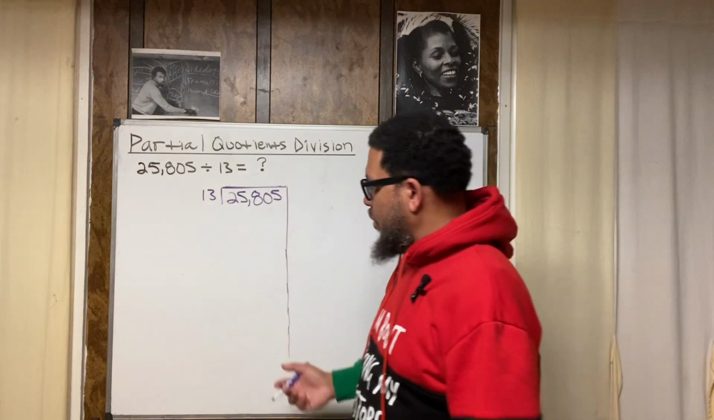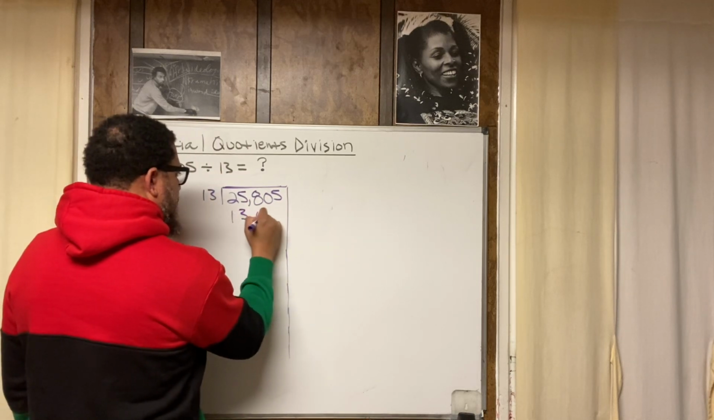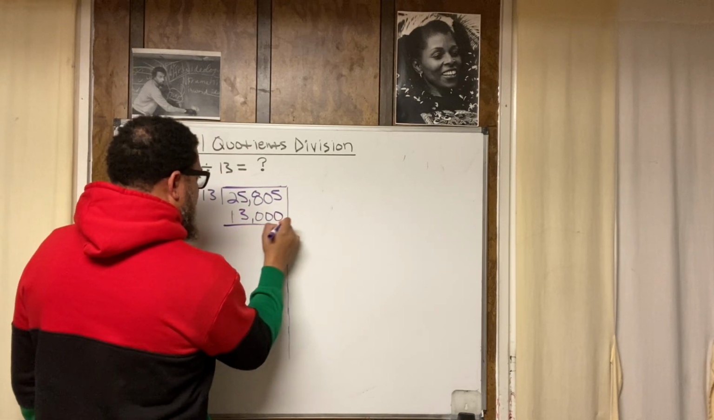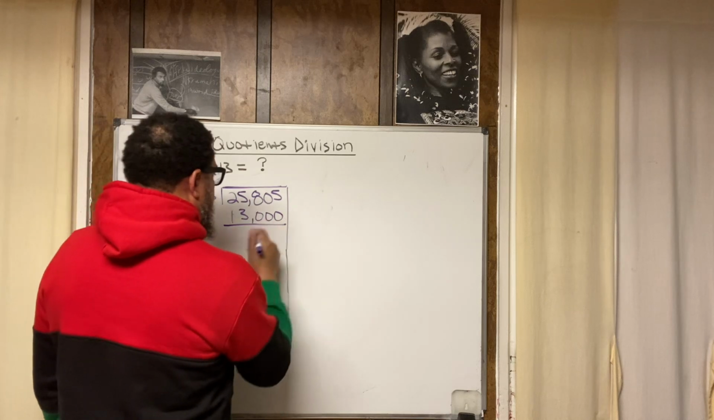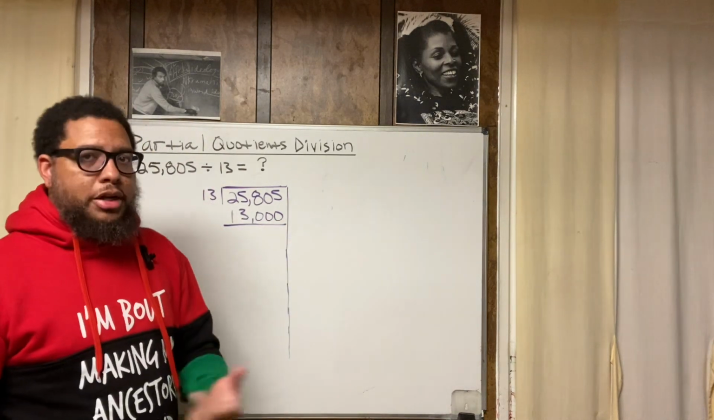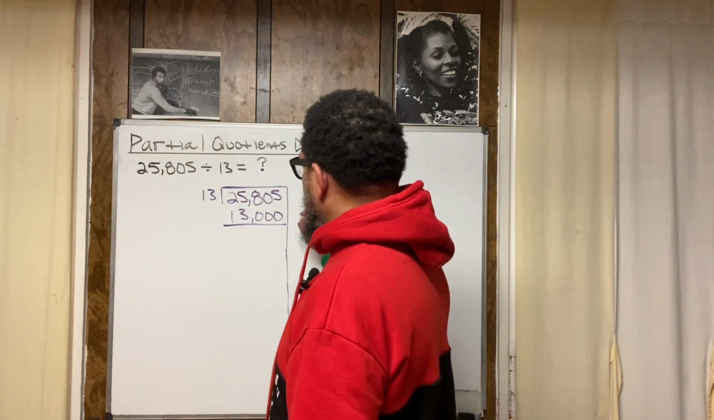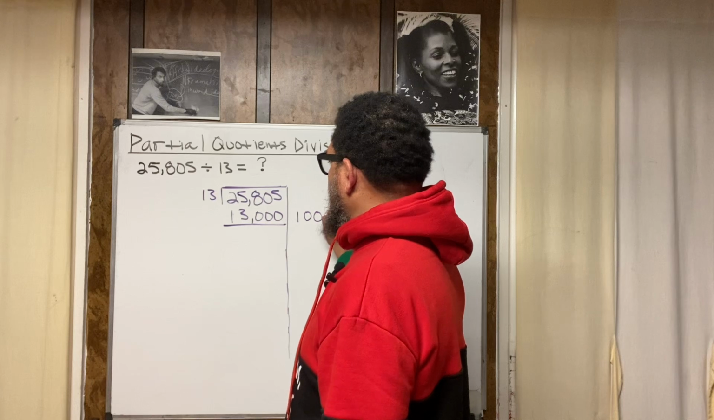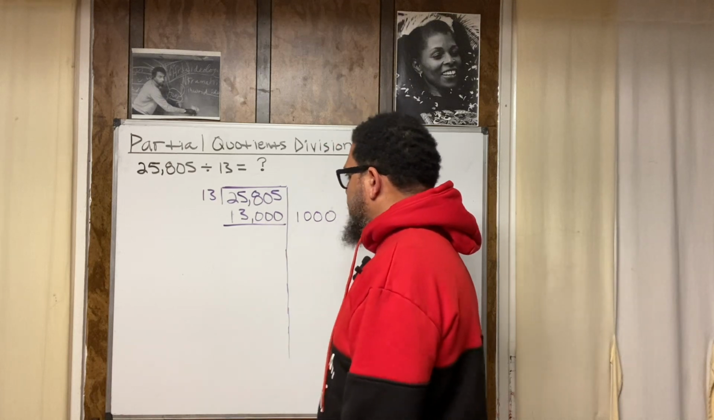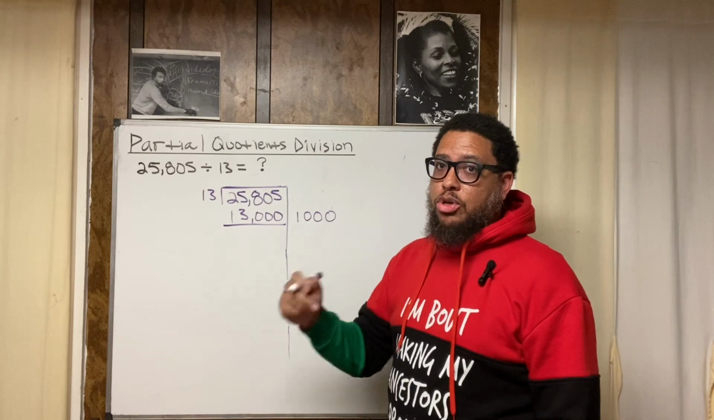All right. So what I do is I put 13,000 right here underneath the 25,805. And then I say, okay, well, what is 13,000 divided by 13? I already know it's 1,000 because that's why I picked 13,000 in the first place. So then I write 1,000 out here, right? That's what I do. I put 1,000 out here. This is my partial quotient, or one of my partial quotients.